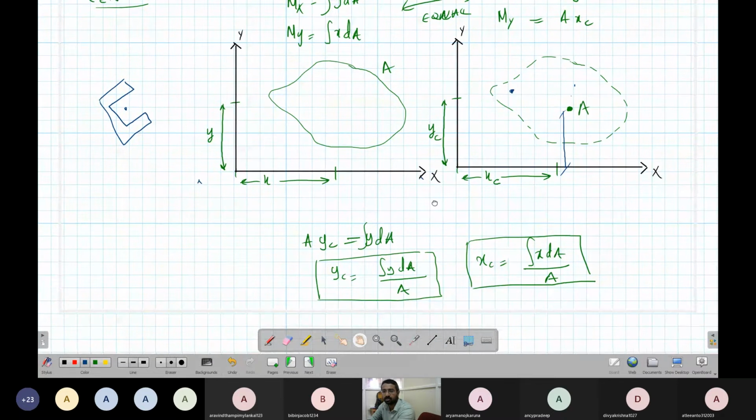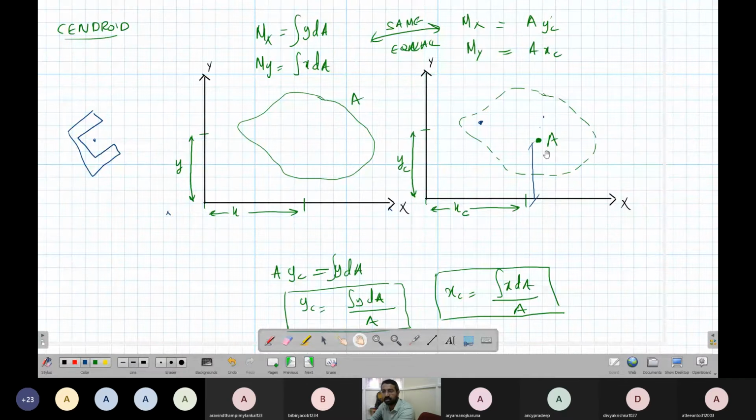Simple. A into YC is the moment of area about the X-axis. A into XC is the moment of area about the Y-axis. So A into YC is equal to the moment of area, so YC is equal to the integral of y dA upon A. So this is the generalized formula we use.